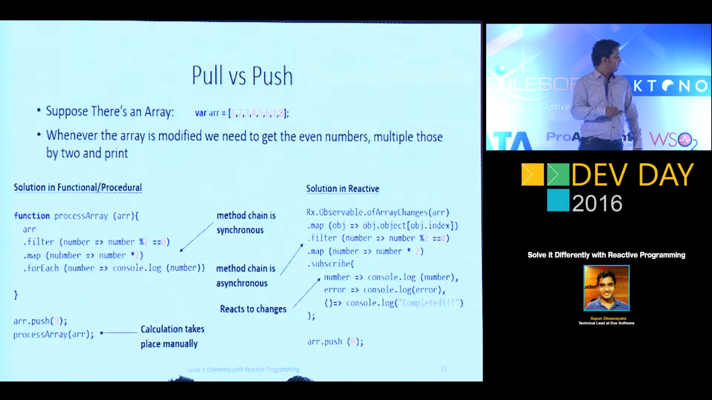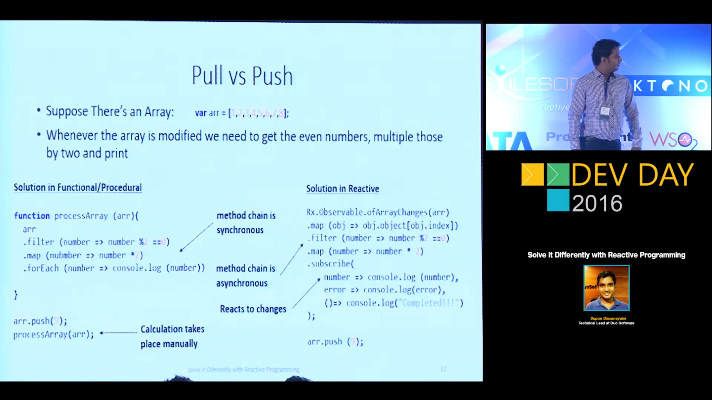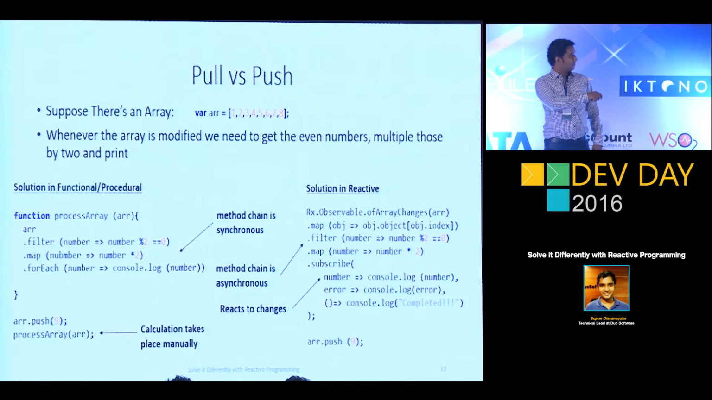If we do it in the traditional way, whenever we make a modification, we have to do the calculation manually. That is pull-based. If we do it in a reactive way, whenever we make a change, it will trigger that subscribe method, and we can react to whatever changes we need. Here the method chain is synchronous in a functional way: when you apply whatever operator, it returns another array, so you keep on applying them, and that is kind of synchronous.